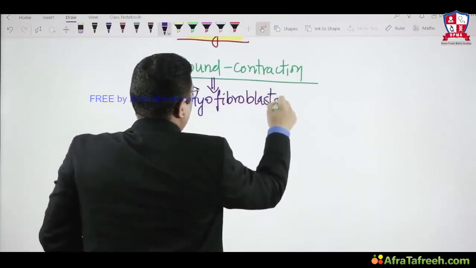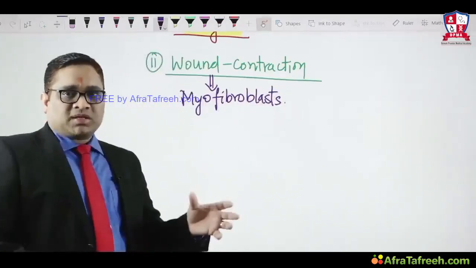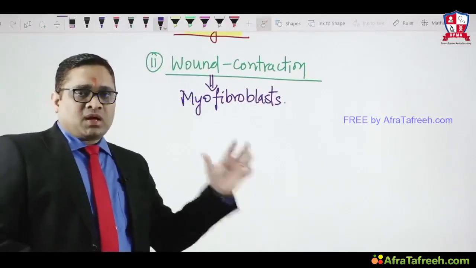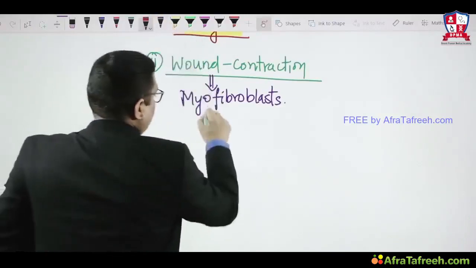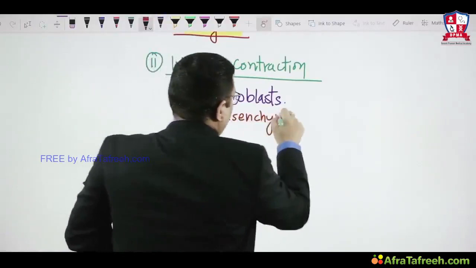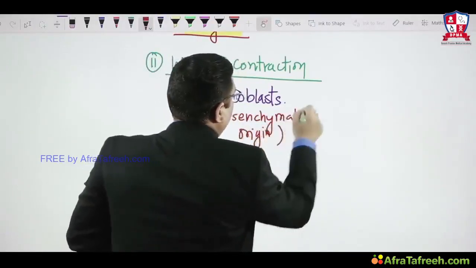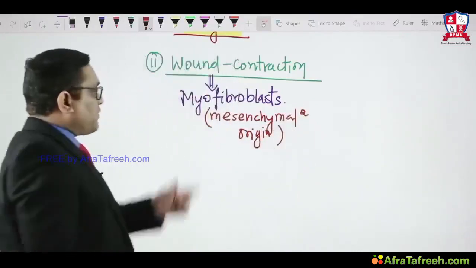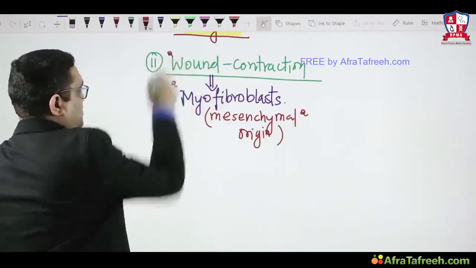Myofibroblasts. So myofibroblasts are responsible for wound contraction. So what are these myofibroblasts? One should understand, these are mesenchymal in origin. That was a question in an older All India exam. So myofibroblast is responsible for wound contraction. This itself is an older question.